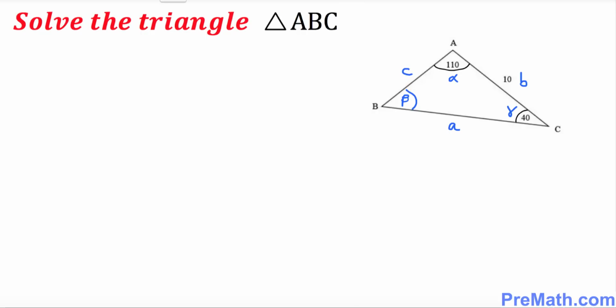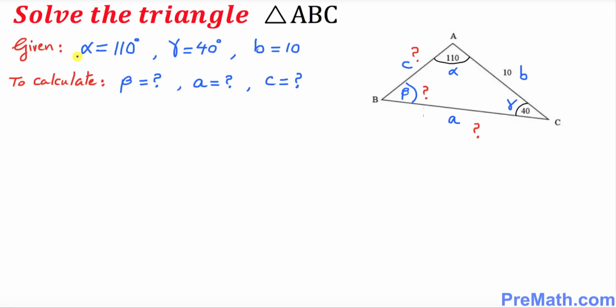So right now what we need to do is figure out side C, side A, and angle beta. These are three things we need to figure out to solve this triangle. Thus the given values are angle alpha equals 110 degrees, angle gamma is 40 degrees, and side B is 10. And we need to calculate angle beta, side A, and side C.